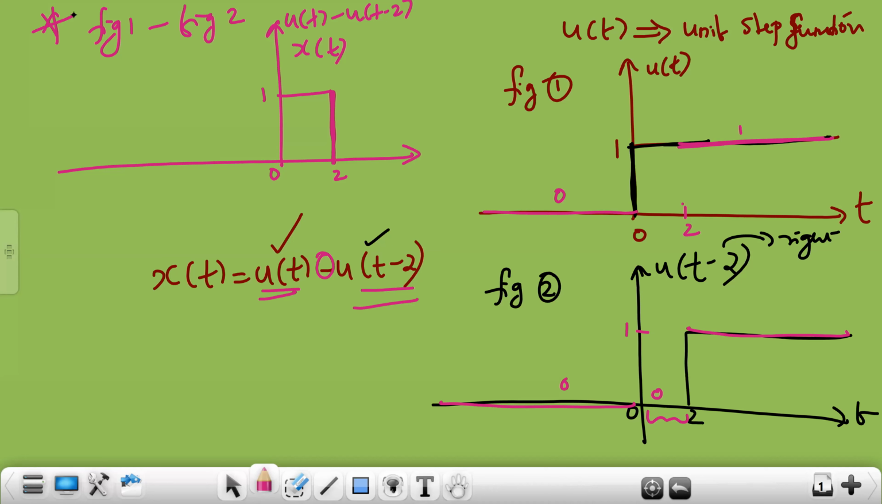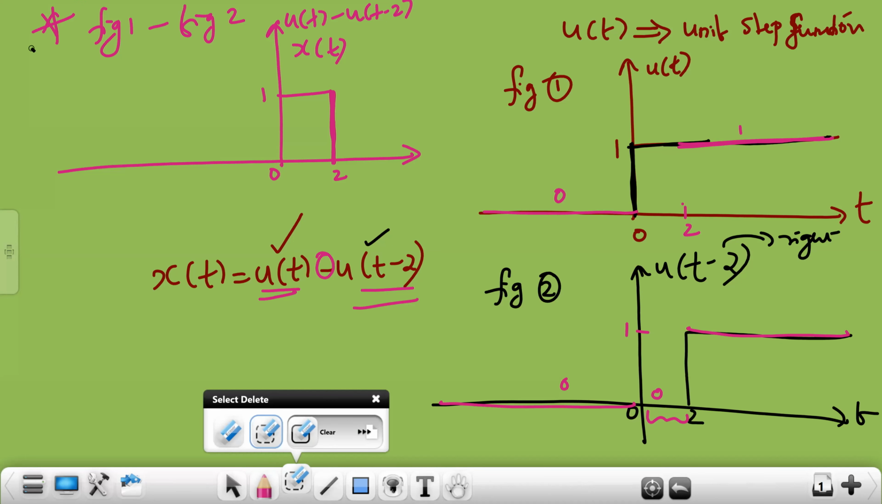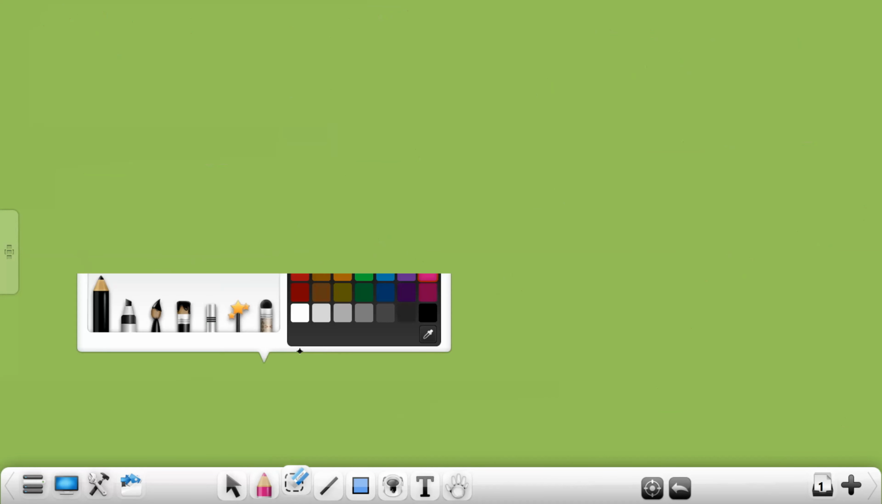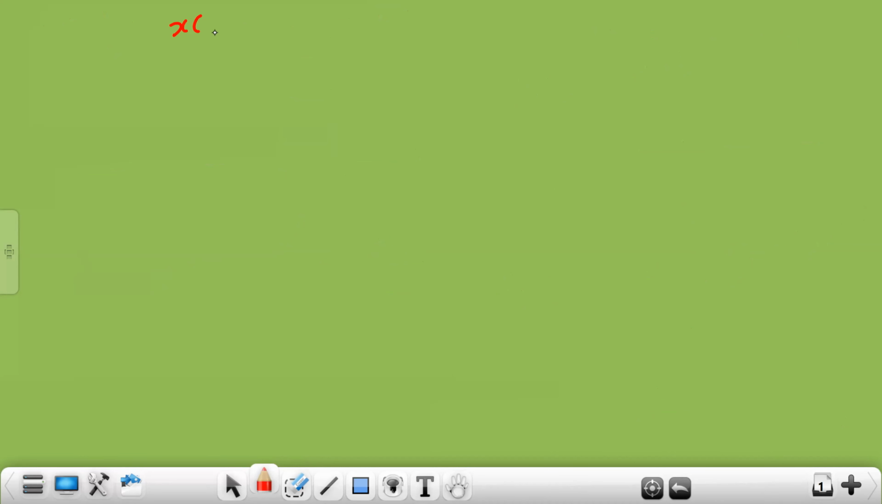Coming to the next question, sketch the signal x of t is equal to minus u of t plus 3 plus 2u of t plus 1 minus 2u of t minus 1 plus u of t minus 3.